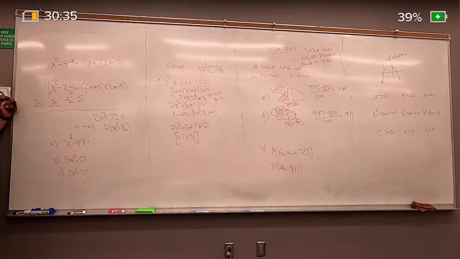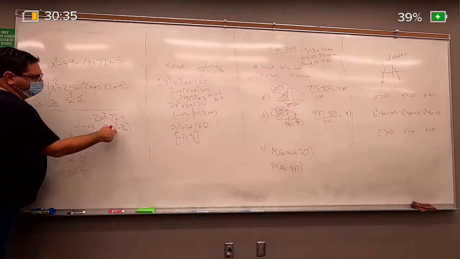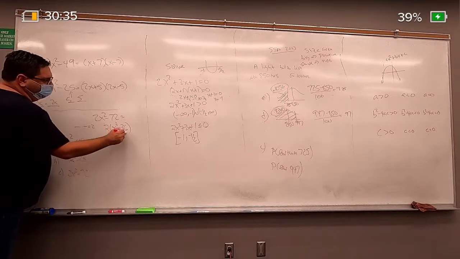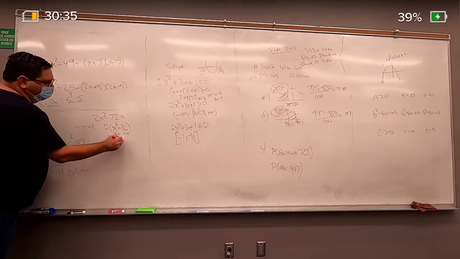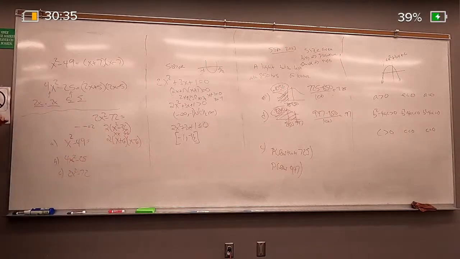Right? And then from there, x squared minus 36. This is x times x, this is 6 times 6. x plus 6, x minus 6. Okay. It's kind of a tricky question because you got to know that you're supposed to take the 2 out.